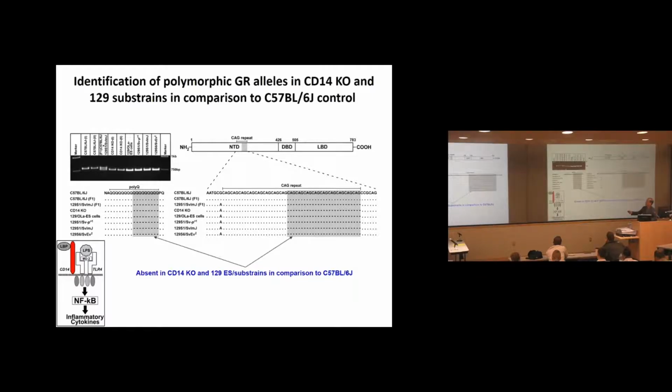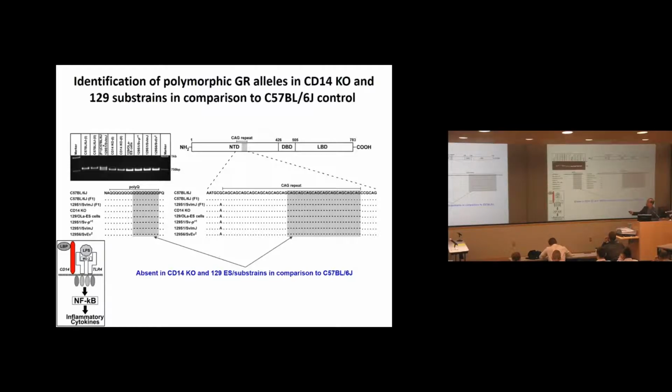As you can see here, we decided to do the genotyping for the glucocorticoid receptor. We have Black6J. We found that they have 17 CAG repeats, which converts to Q here. And we have Black 6J-F1 and 129F1. The 129 embryonic stem cell was used to make the CD14 knockout. That's why we have the 129 strain, and we have CD14.